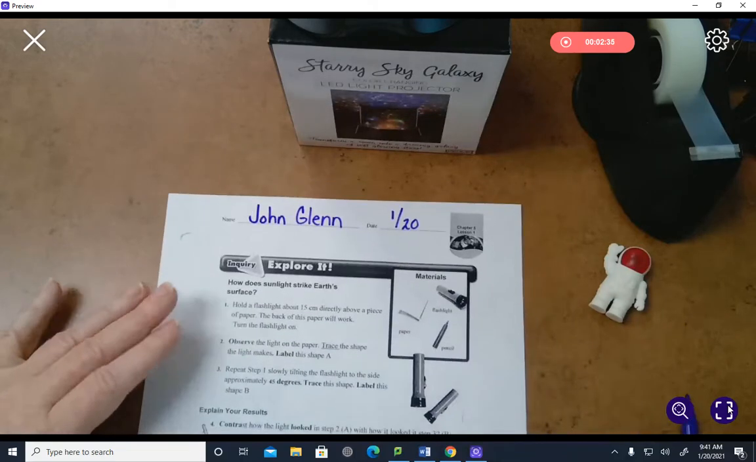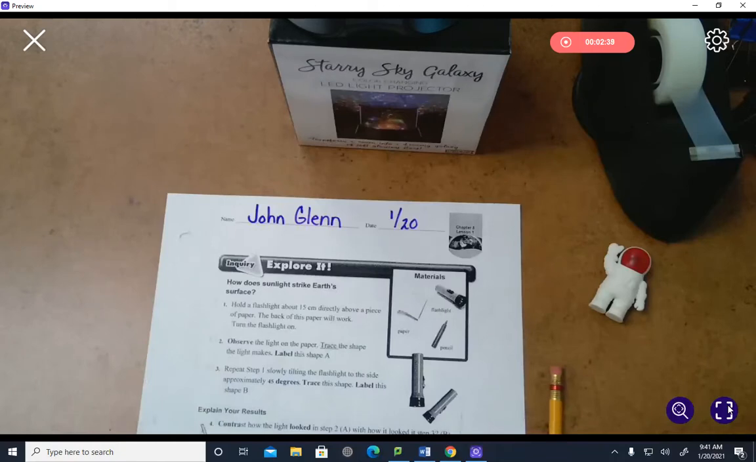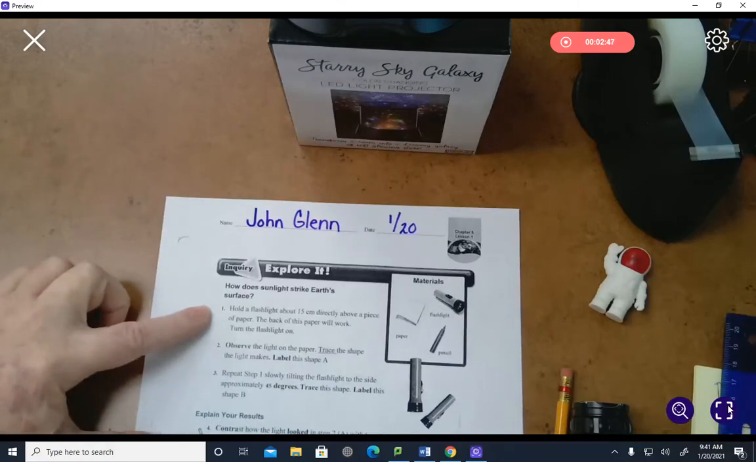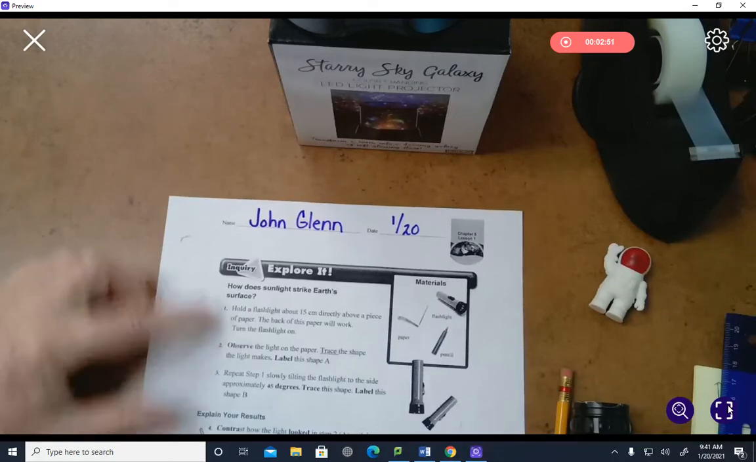So our materials obviously are a paper, a pencil to do something, and a flashlight, and these are just some things that I'm going to be using to teach. So hold a flashlight about 15 centimeters directly above the paper. The back of this paper will work, and turn the flashlight on.